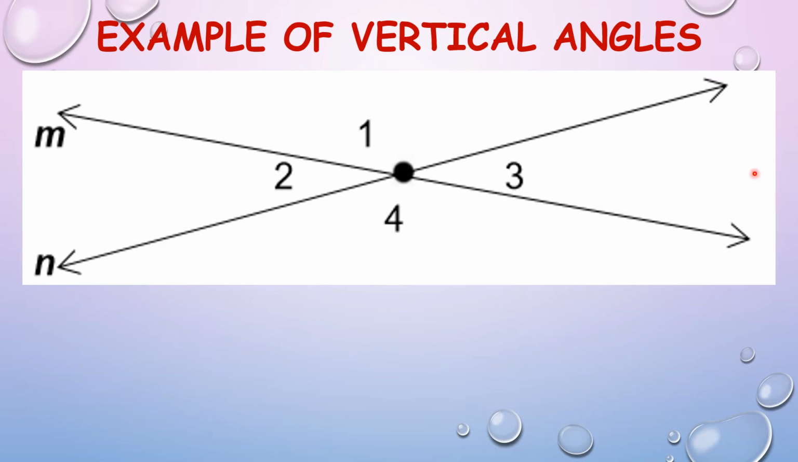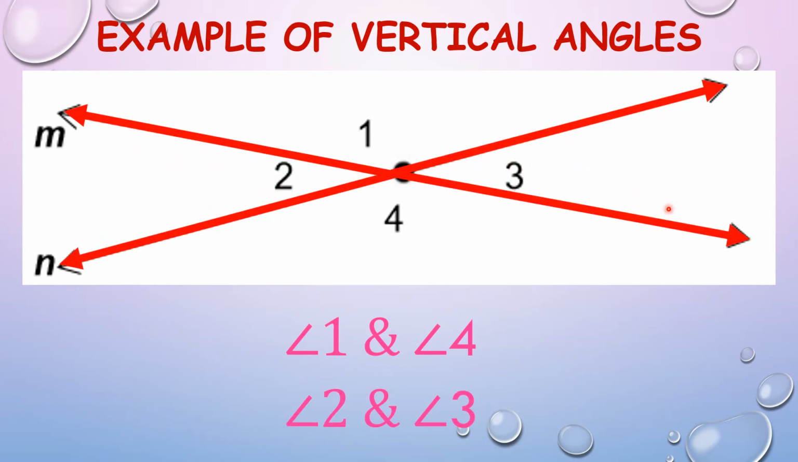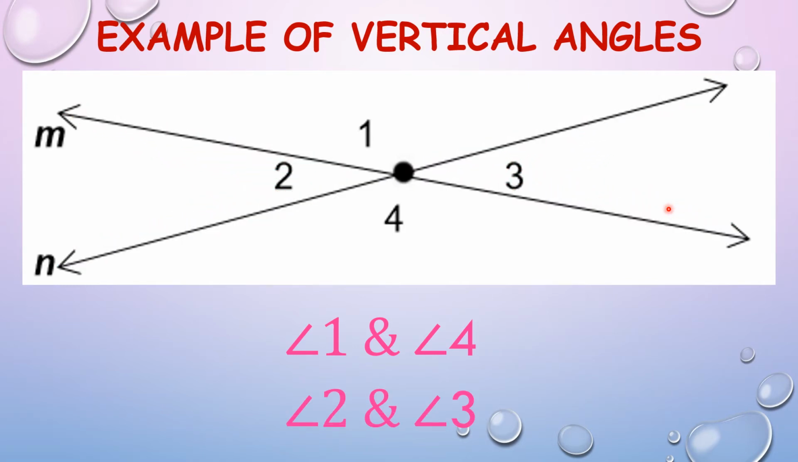Example: let us refer to this figure to identify vertical angles. We have line M and line N, which are intersecting lines forming angle 1, angle 2, angle 3, angle 4. The pairs of angles 1 and 4 and angles 2 and 3 are non-adjacent angles. Therefore, angle 1 and angle 4, and angle 2 and angle 3, are vertical angles.